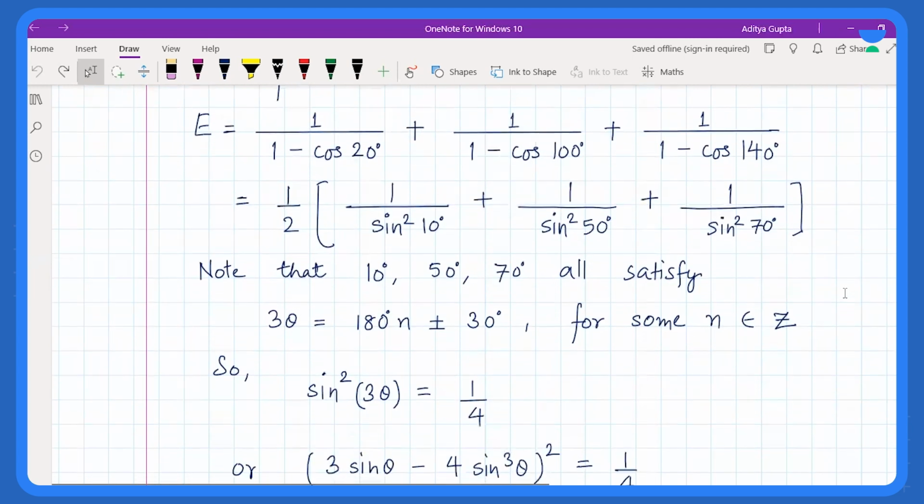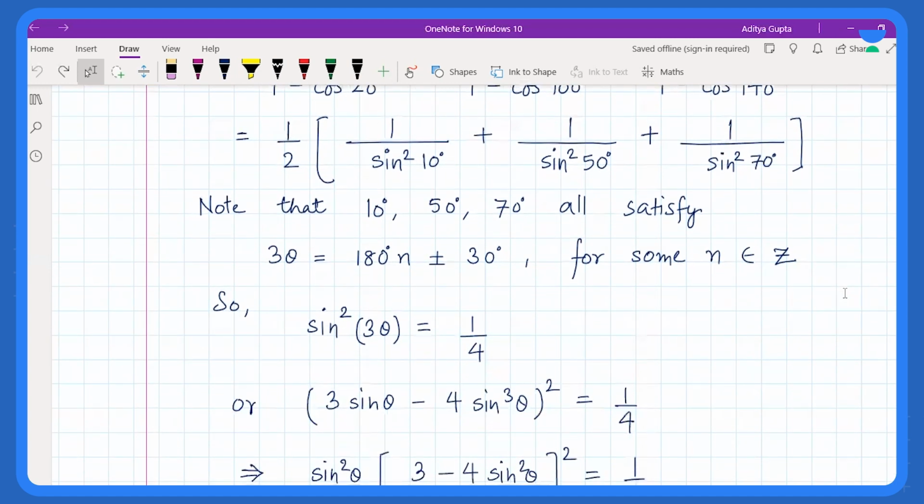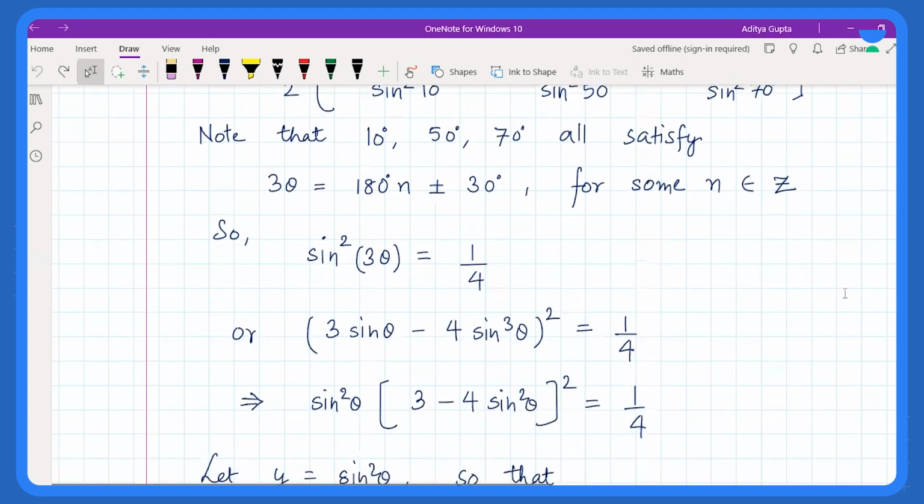So it is very clear that sine of 3 theta would either be plus half or minus half. If we square that, it clearly gives us 1 by 4, because plus minus half whole square is 1 by 4. So all the thetas, 10 degree, 50 degree, 70 degree, satisfy the given equation. Now, sine 3 theta is 3 sine theta minus 4 sine cube theta, and it was being squared, so we put it equal to 1 by 4. Then we take sine theta common out of the bracket, and it becomes sine square theta, and inside we are left with 3 minus 4 sine square theta whole square is equal to 1 by 4.